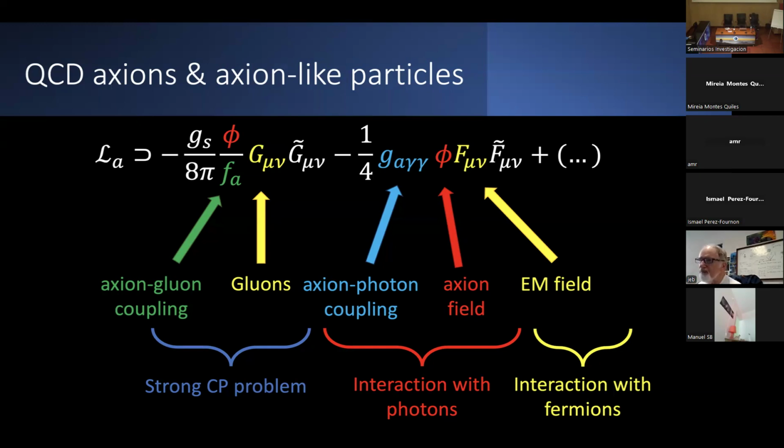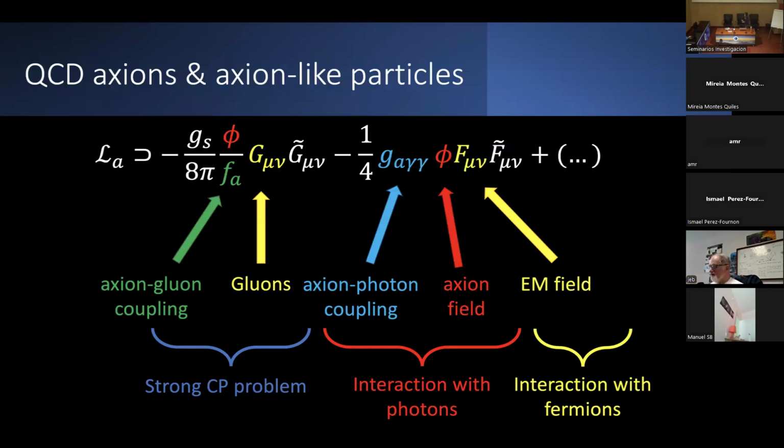Then you have the second term. This is the term that governs the interactions between axions and photons. So you have the electromagnetic fields, these are the photons, you have the axion field, and this is the strength of these interactions. And then the third term, which I didn't even bother writing here because otherwise it's too messy, is the interactions with fermions. A lot of people are also studying the interaction, especially between axions and electrons. Now, what we care about today is the second term, so the interactions with photons.